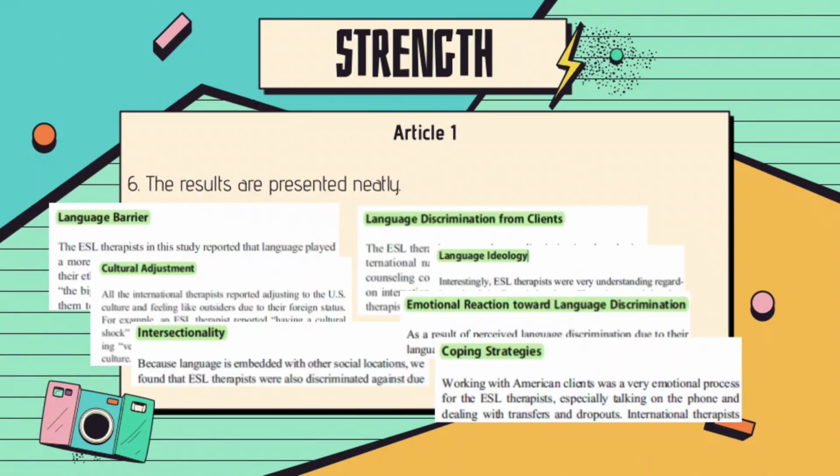And next, the sixth strength found in Article 1 is that the results are presented very neatly. As you can see from the examples, the results are put into 9 categories, which are language barrier, cultural adjustment, intersectionality, language discrimination from clients, language ideology, emotional reaction toward language discrimination, and coping strategies. So this allows the readers to read and interpret the results more easily.